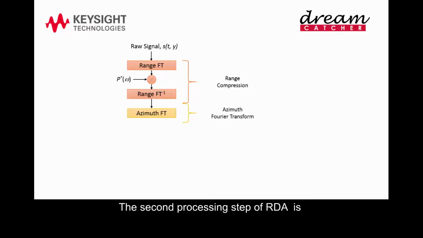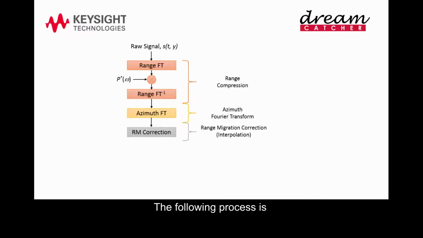The second processing step of RDA is the azimuth Fourier transform. In this process, the SAR signal is azimuth Fourier transformed into the range Doppler domain. The following process is range migration correction. Range interpolation is performed in the range Doppler domain. The next process is azimuth compression, in which azimuth match filtering is performed.